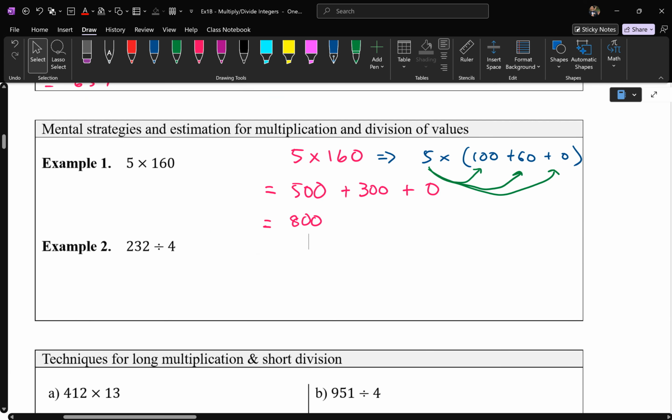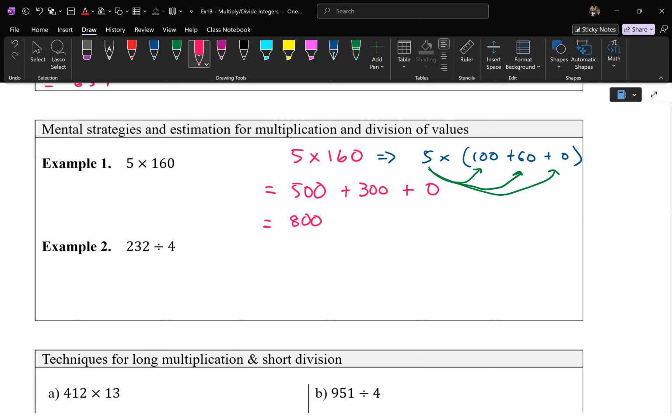Example 2. 232 divide 4. Here, there's a lot of different ways that you can do it. We can do short division. You can break it up into multiple numbers if you like. It's up to you. I normally just do short division.